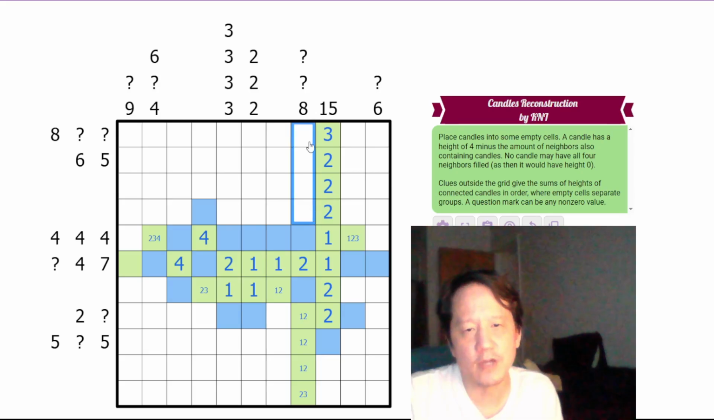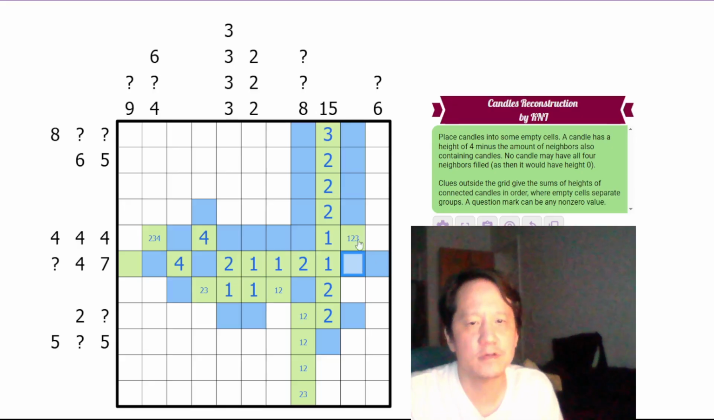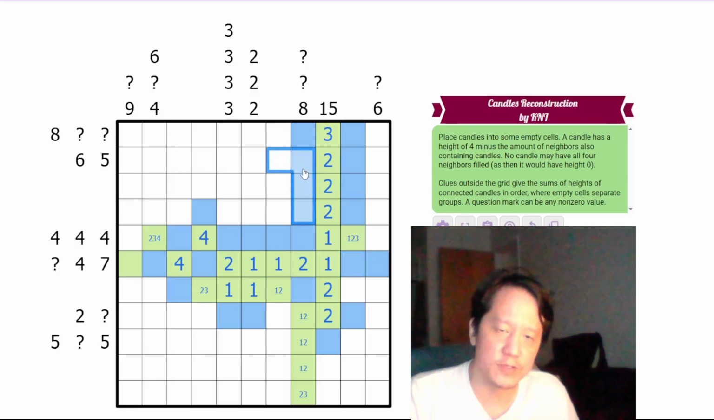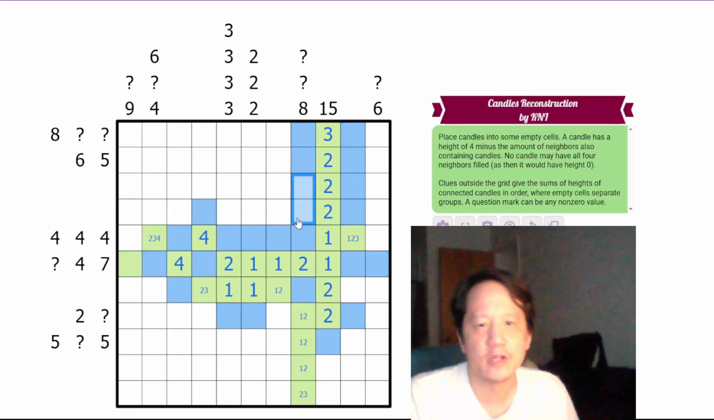These would have to all be blue. And then we'd have a contradiction, because we don't have a first group here anymore, right? This must have one neighbor with a candle. These must have two neighbors with candles. Yeah, and that's a contradiction.